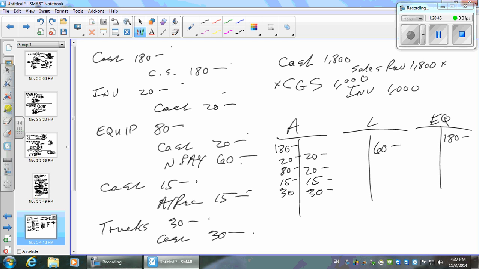That's good. Then cash 1,800. So I'll say 1.8. Okay. And inventory is 1 less. That's true. And then what? Sales increases equity by 1.8 because revenue would increase equity, right? You put it in a revenue account if you want, but you're just going to put net income into equity. Okay? Cost of goods sold does what? Reduces equity by 1.0, doesn't it?